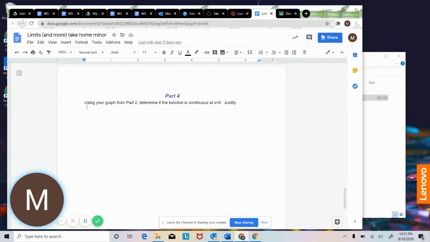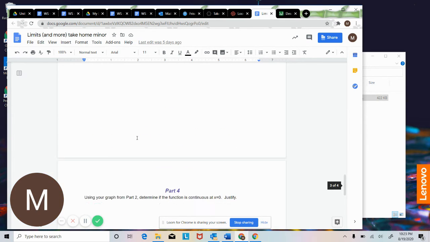Part 4 is using your graph from part 2, so the second graph. Determine if the function is continuous. So you're going to need to do your 3-part definition on this guy. That's it. There's 4 parts to this.